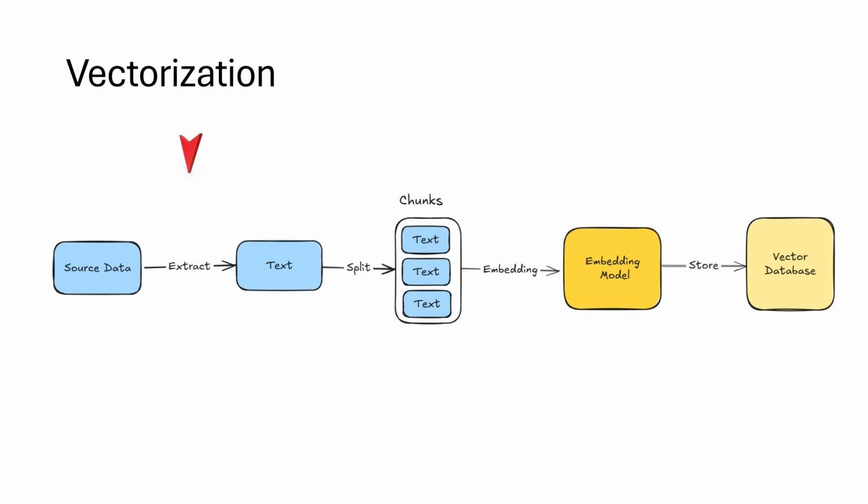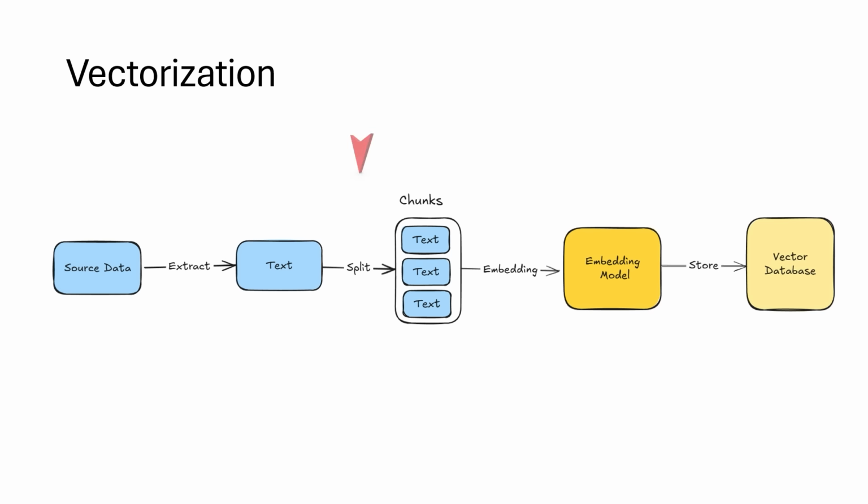We need to pull out the actual text content from whatever format the source data is in. If it's a PDF, we extract the readable text. If it's HTML, we strip away the code and capture the visible text. If it's a database, we might pull specific fields. The goal here is to isolate the meaningful content we want the AI to eventually retrieve and use.